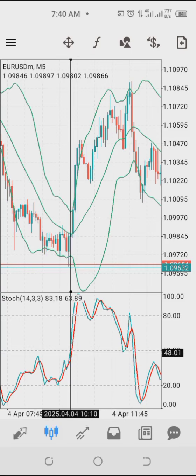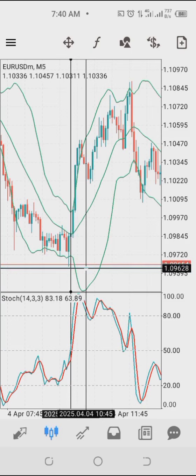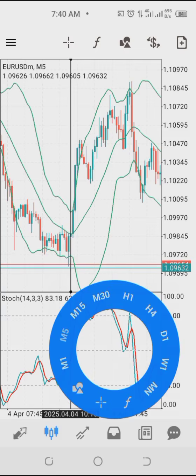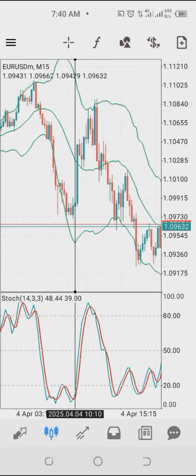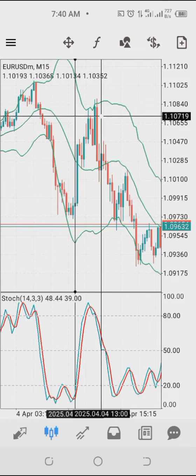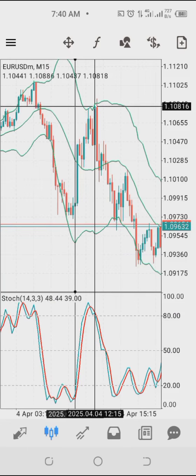Okay, so that is it. And where do you place your stop loss? Just below the low. And then where do you target? You go to M15 and target the upper Bollinger Band. Okay, so guys, this is a very beautiful and simple strategy.